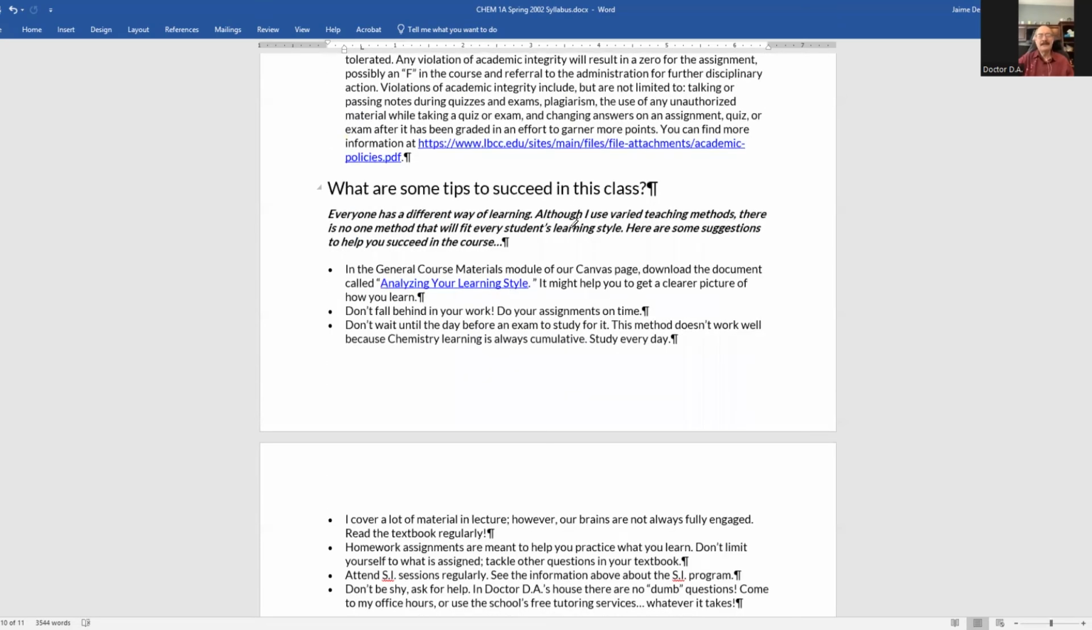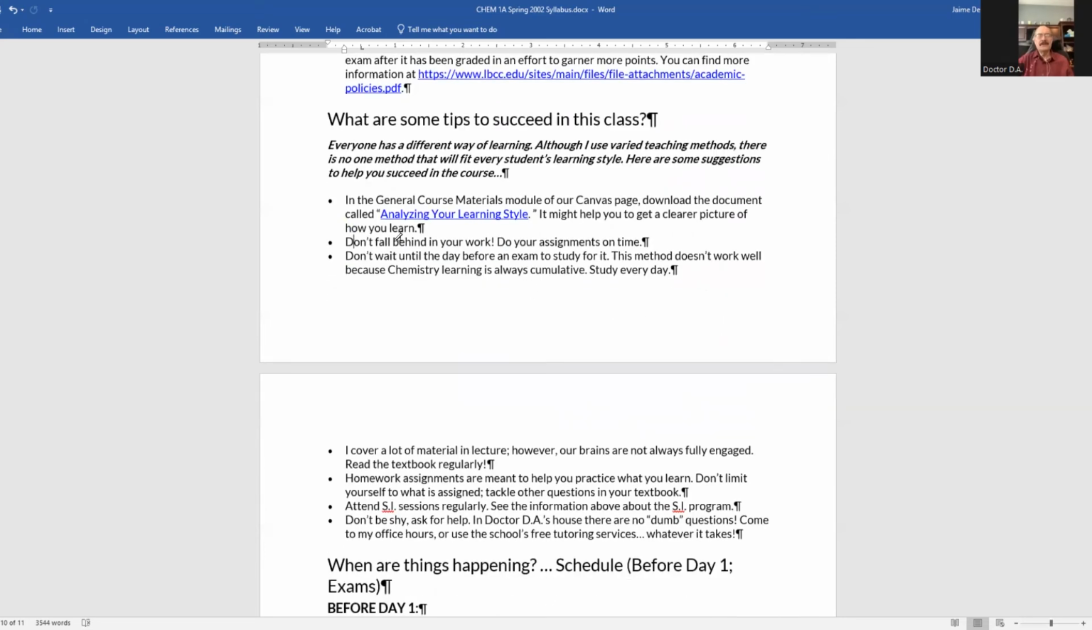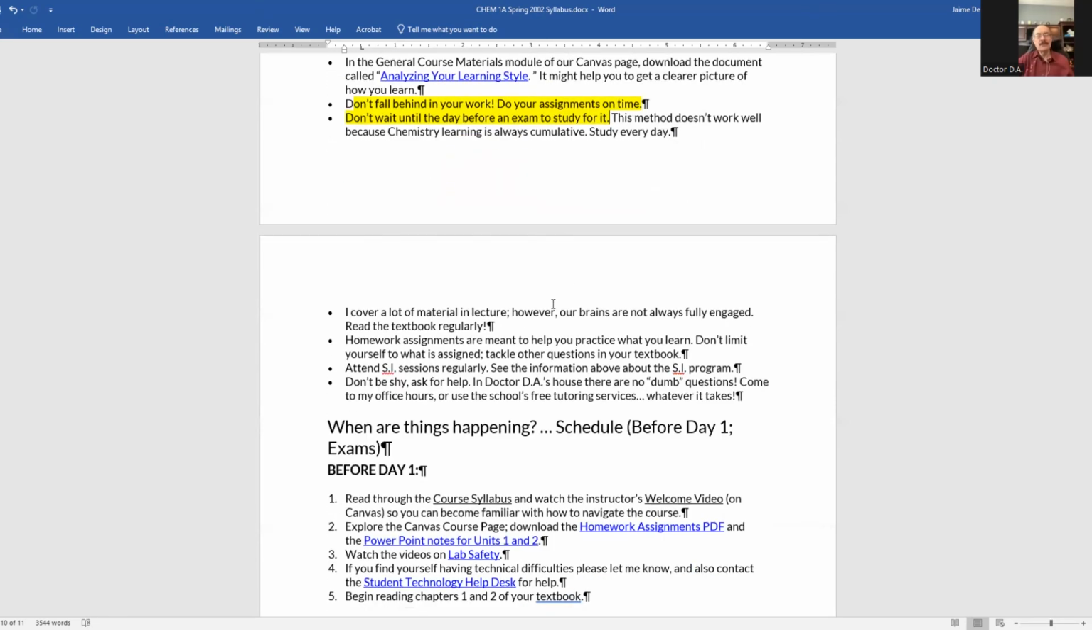And speaking of that, let's talk about some tips to succeed in the class. Please read through this. But one of the things that are important is, for example, don't fall behind. Do your assignments on time. Don't wait until the last day, the day before an exam, to study for it. It doesn't work very well in chemistry because our learning here is cumulative. Everything builds on the previous thing. So I would suggest that you set yourself up for a daily disciplined pace of study, because I think your brain will capture the information better that way. Okay.